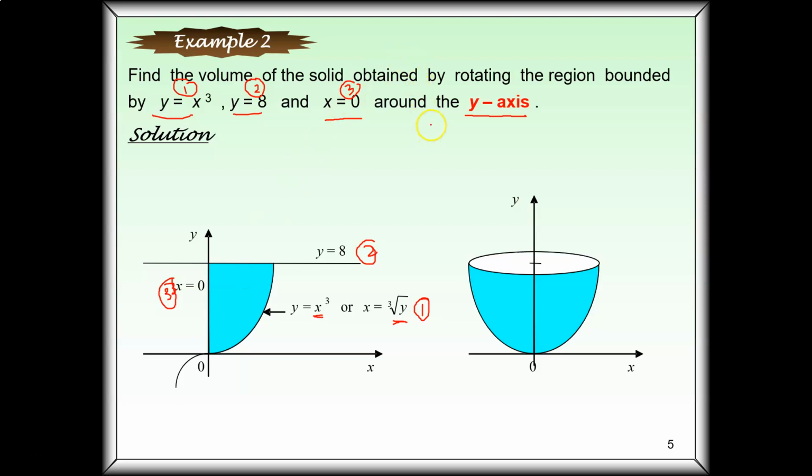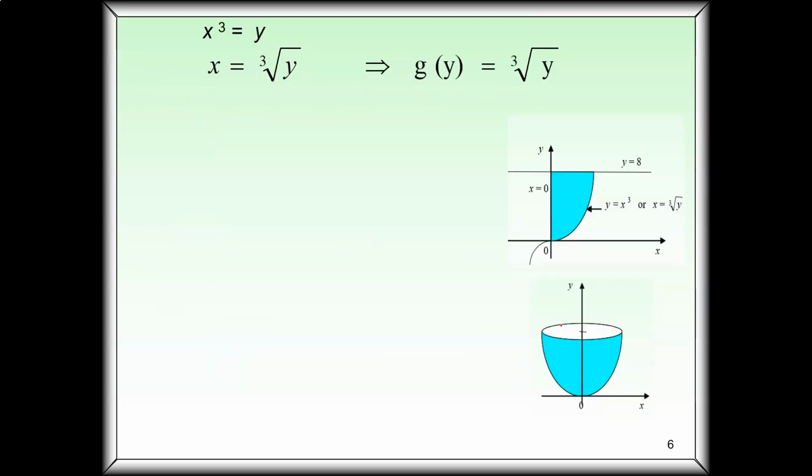And then it mentioned here you need to revolve around the y-axis. So you have to rotate this shape, the region in turquoise, around the y-axis. When we revolve it around the y-axis, you will get this shape, a half hemisphere. So you have this shape. Okay, so now you can see it clearly how the shape looks. And then you're going to find the volume.